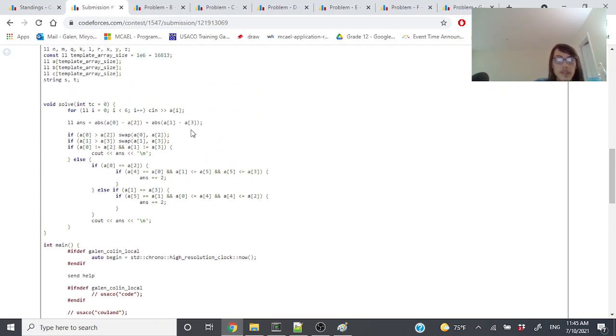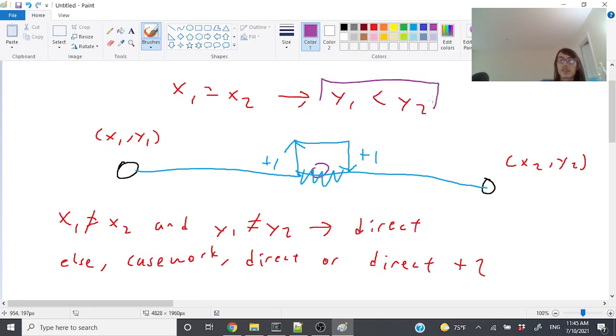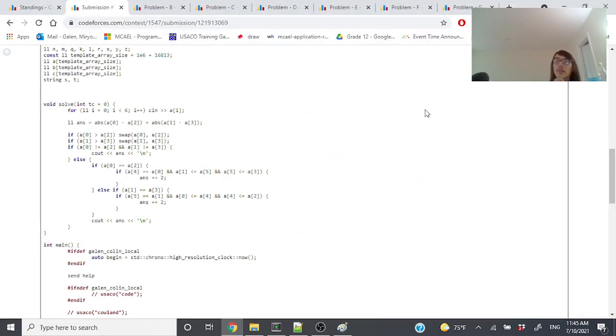So we initially start with A0 minus A2 and A1 minus A3. If both coordinates are not equal to each other, then immediately we get the direct distance. Otherwise we check the cases. I'm assuming, without loss of generality, that if x1 is equal to x2, then y1 is less than y2, and if it's greater, then I swap them so that this is the case. This is the trick I was talking about. You can do the same swapping with the x and y coordinates as a whole, but it's not that big a deal.